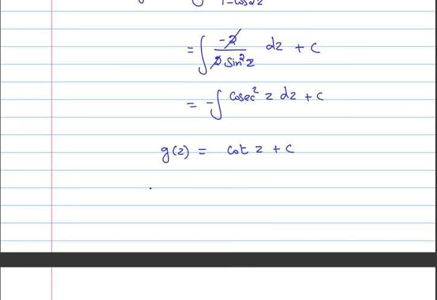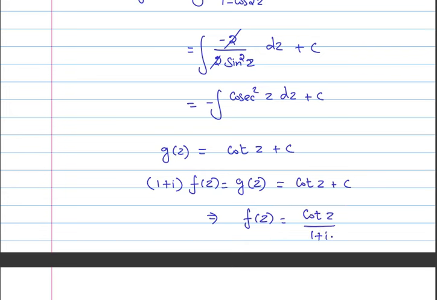But in our problem I require f of z. What is g of z? 1 plus i times f of z equals our g of z, which is equal to cot z plus c. This implies f of z, which is the only thing I require, equals cot z divided by 1 plus i plus some other constant c1. This is our required function f of z. Thank you for watching this video.